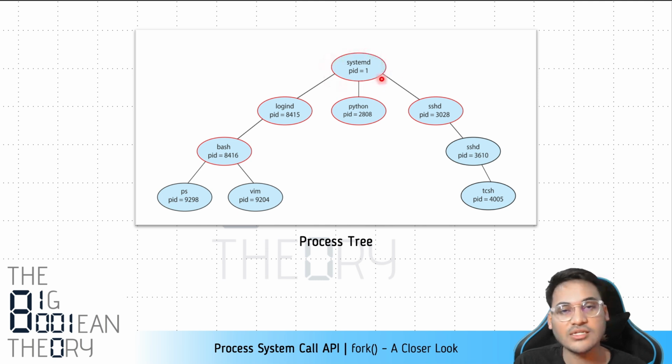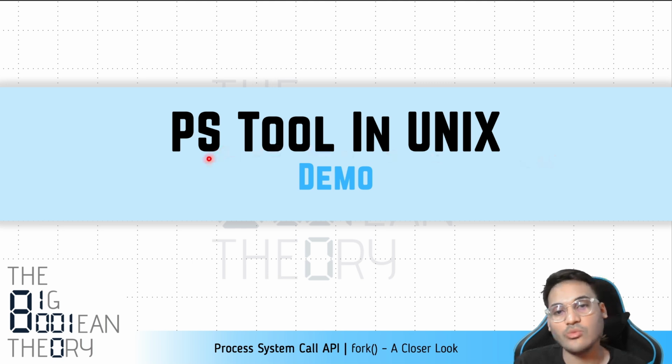Again, it is a hypothetical example. The systemd, the initial process, would launch other daemons also, which are useful for the functioning of the computer system. So this is a process tree, and if you want to find out the process tree in your system, there exists a ps command, which will give you information about all the processes that exist on a Unix based operating system. So let's do a quick demo of the ps tool, and see how we can get information about the different processes in the Unix based OS.